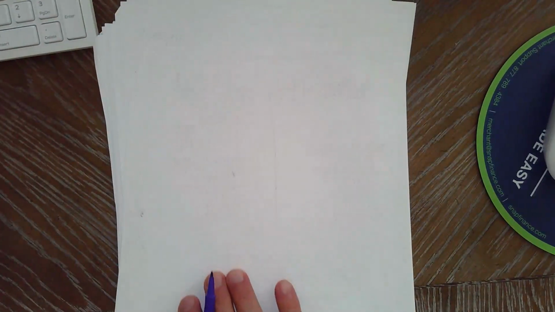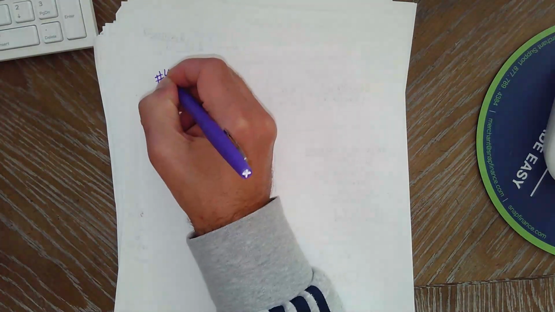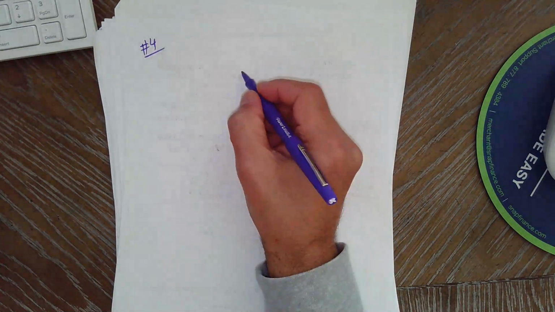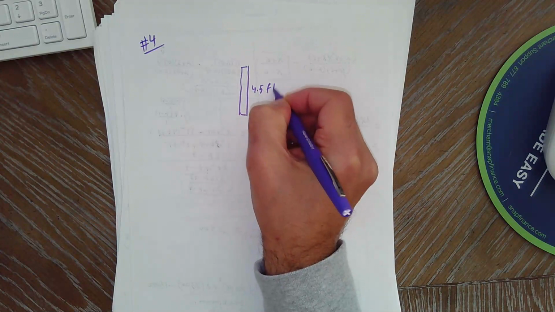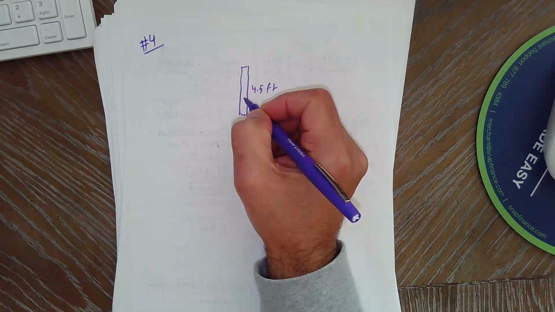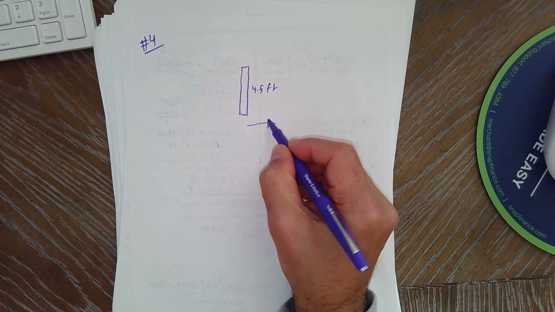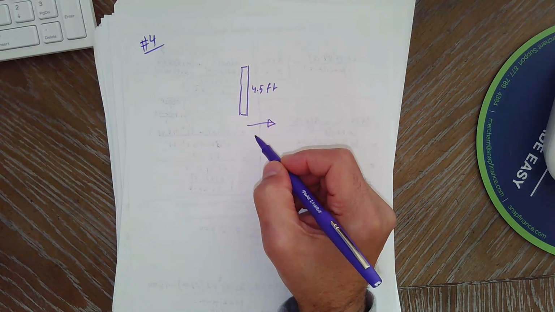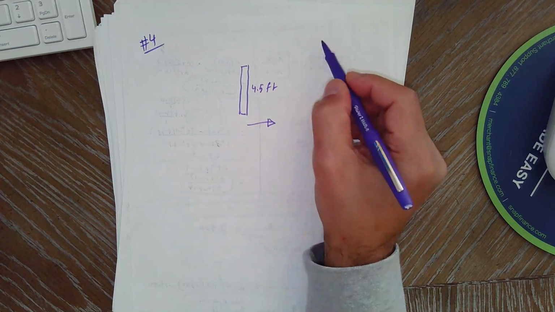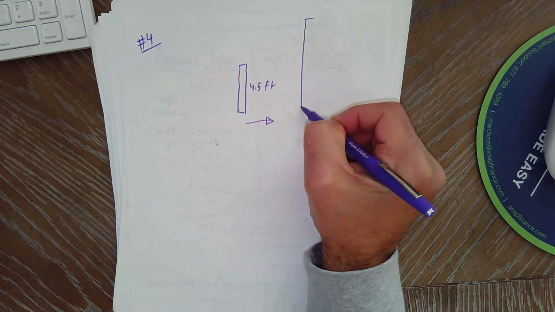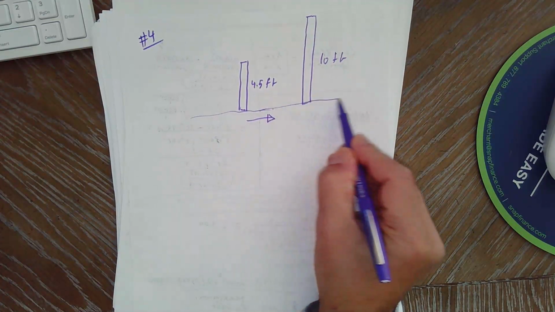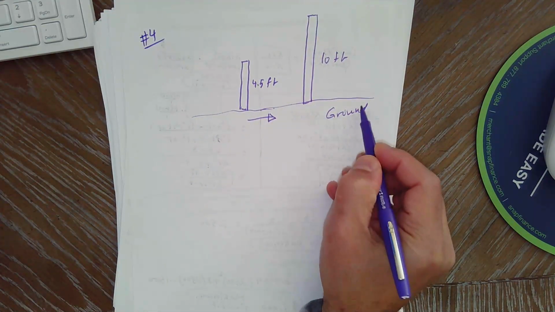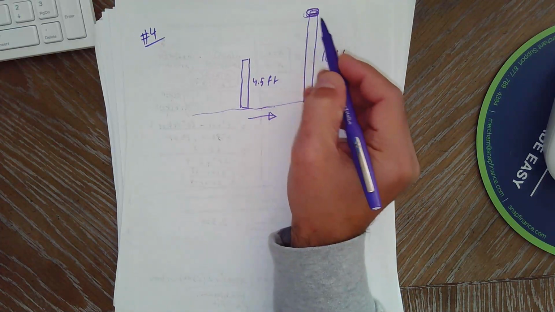Okay, so let's see. A boy is 4.5 feet tall. So assuming this is the boy, 4.5, that's constant, that's not changing, is walking towards a light. So the boy is moving this way, 10 feet above the ground. Again, the light is fixed. It's 10 feet. And this is the ground. So there's a light here.